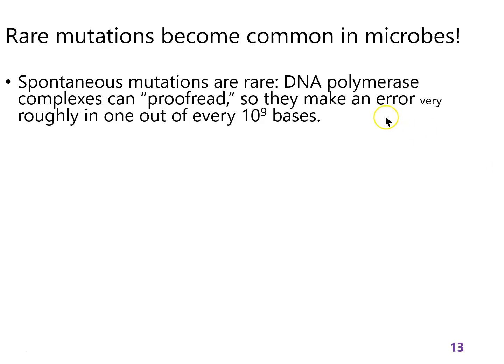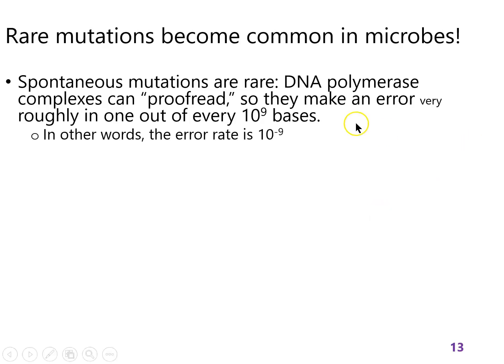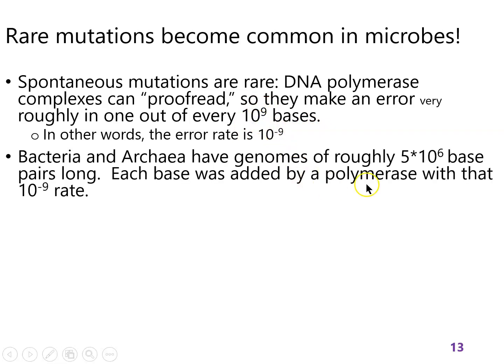Again, DNA polymerases can proofread, so they might make an error somewhere in the middle of that range I gave you before. So maybe 1 out of every 10 to the 9th bases. If we have 1 error out of every 10 to the 9th bases, we say the error rate is 10 to the negative 9. So we just divide 1 by that number. And we can bring some other numbers into it. We can bring in the total number of bases in a bacterial genome, which is around 5 million, or 5 times 10 to the 6th.